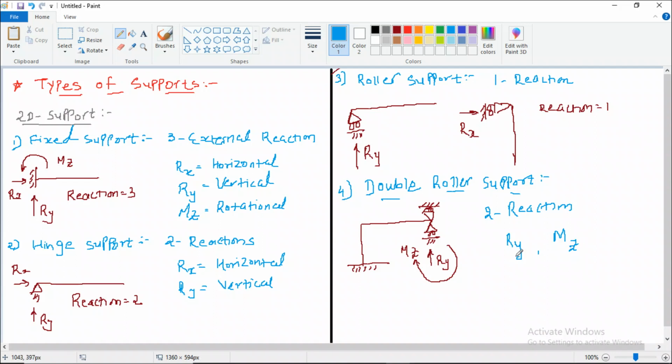So these are the four different types of supports possible in 2D system. Right, this is for 2D system. Now as I mentioned in the beginning of this session, there are three other types of support which are there in the 3D support system. So let us talk about the 3D support system now. So just a moment.